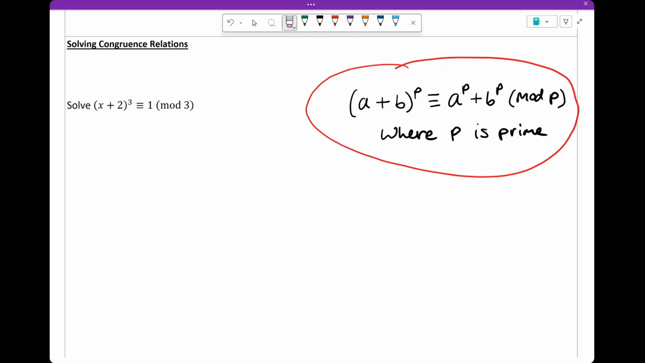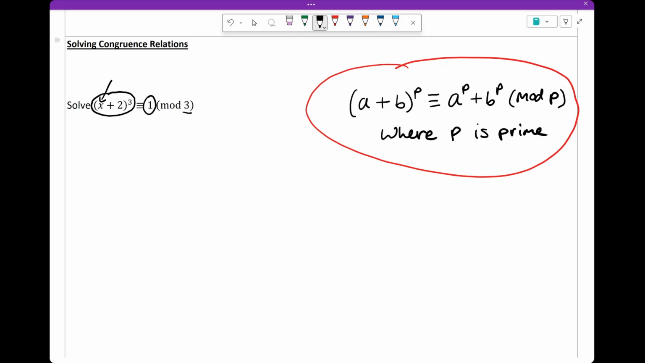So let's have a look at the congruence relation I'm being asked to solve. It says solve (x plus 2) to the power of 3 is congruent to 1 mod 3. What this is asking is which values for x could we substitute in, do the calculation (x plus 2) to the power of 3, and get a remainder of 1 when we divide by 3.